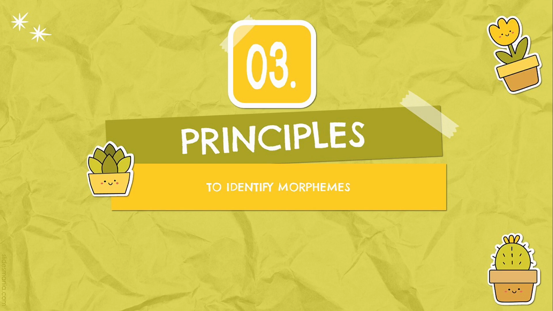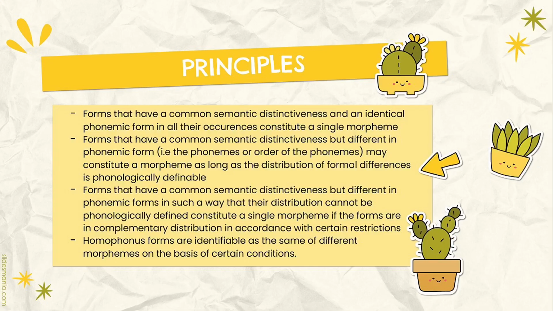3. Principles to identify morphemes. First, forms that have a common semantic distinctiveness and an identical phonemic form in all their occurrences constitute a single morpheme. Second, forms that have a common semantic distinctiveness but differ in phonemic form. The phonemes or order of the phonemes may constitute a morpheme as long as the distribution of formal differences is phonologically definable.